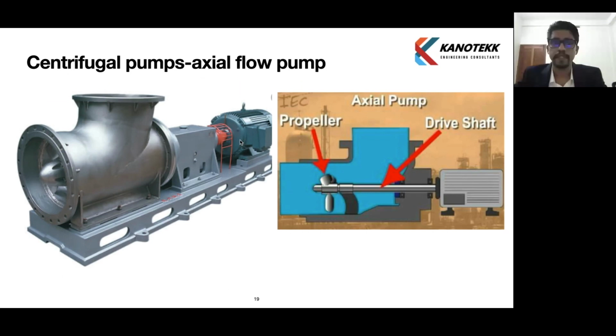So the figure which we are seeing right now is an axial flow pump. There is a propeller, or we can call it the impeller, and a drive shaft, and we can see that the flow is parallel to the propeller or impeller.